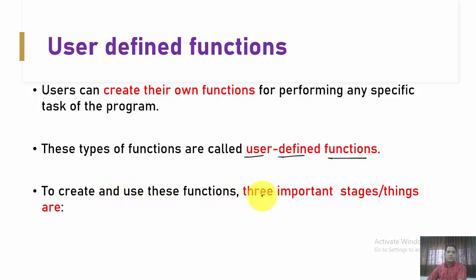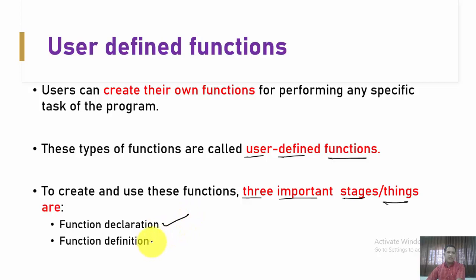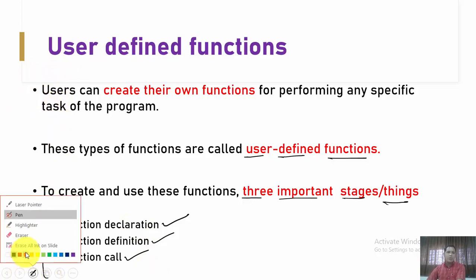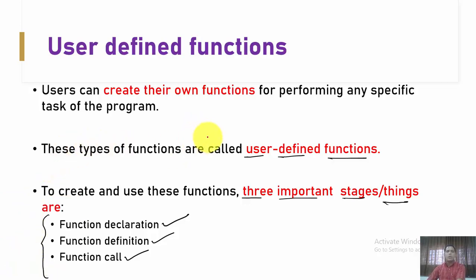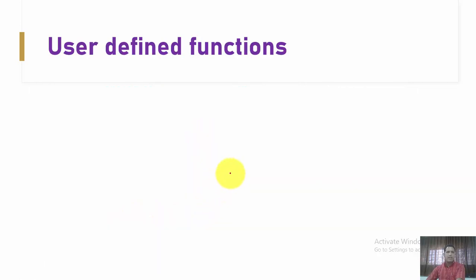To create this function, these are the three most important stages that we have to follow. The first step is function declaration, the second is function definition, and the third is function call. Whenever I deal with the concept of function, these are the three important stages I have to follow. Let us see each of these in detail.